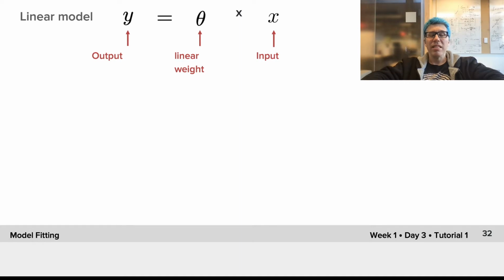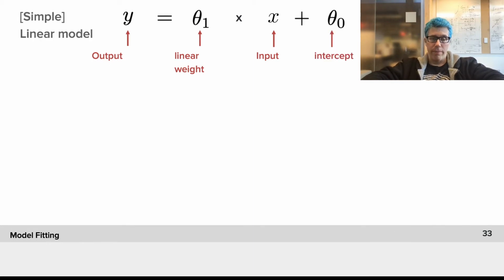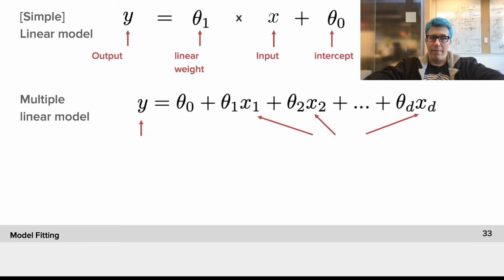So, we've seen linear models earlier today. In that case, the output is a linear weight multiplied by some input. Alternatively, we can also add an intercept, where the output is some linear weight times an input plus a bias, an intercept. Now, that is a simple linear model. The input is a scalar, the output is also a scalar.